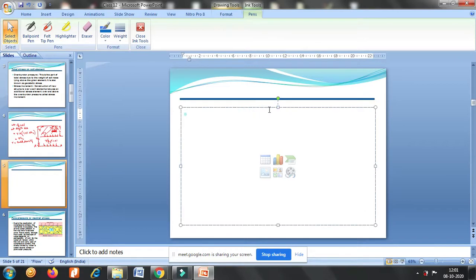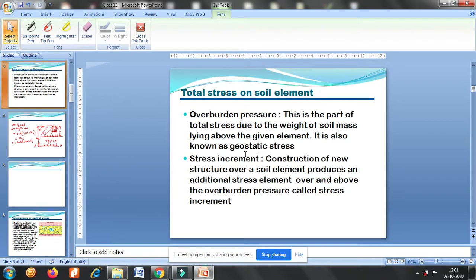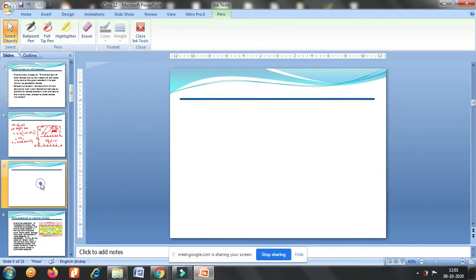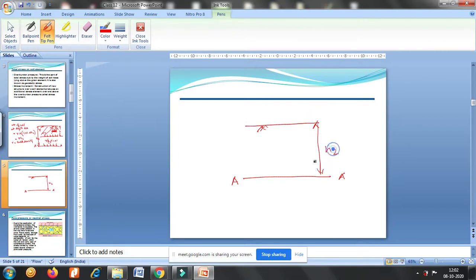So there are two types. One is the overburden pressure, and another one is the stress increment. Now, what is the overburden pressure? Suppose this is the soil, and this is the ground surface, and we have considered a section AA at a depth of H2. Now, the overburden pressure is the pressure given by the soil above the section AA.